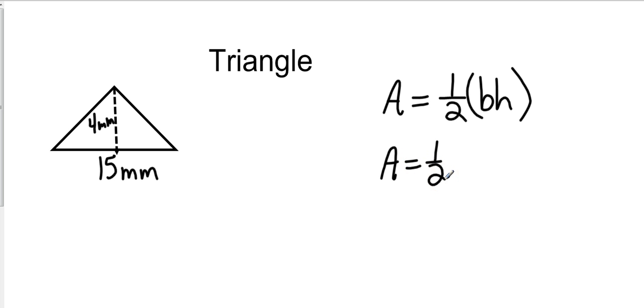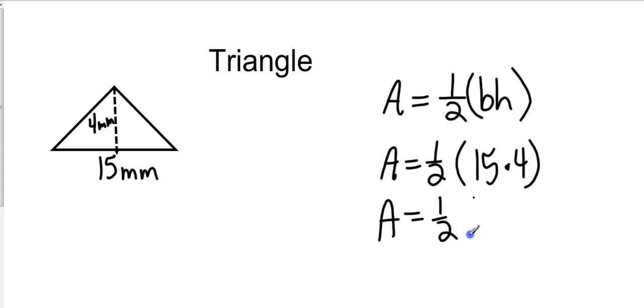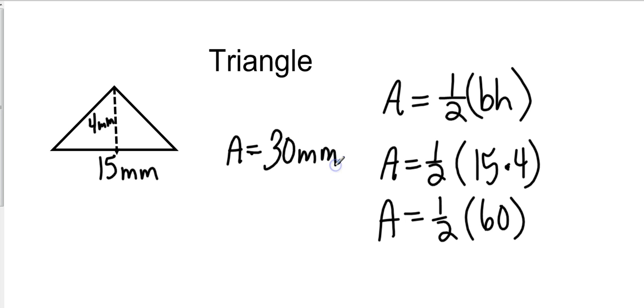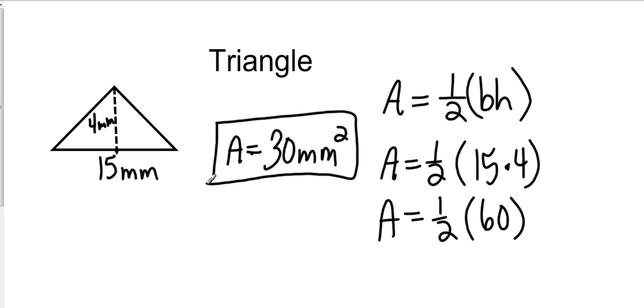Okay. So in my formula, I'm going to take half of the base times the height. So half of 15 times 4, which gives me 1/2 of 60. So my area is 30 millimeters squared, or 30 square millimeters. However you want to say it is okay. All right. So triangle area equals 1/2 times the base times the height.